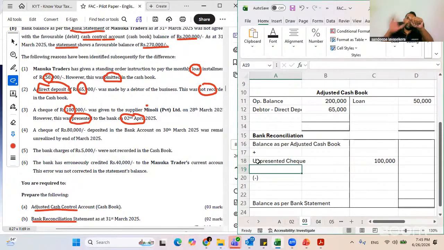Cash book, bank statement. A check is issued, so the cash book balance comes down. Not presented, so the bank statement remains the same. Going from the cash book to the statement, so we have to add.